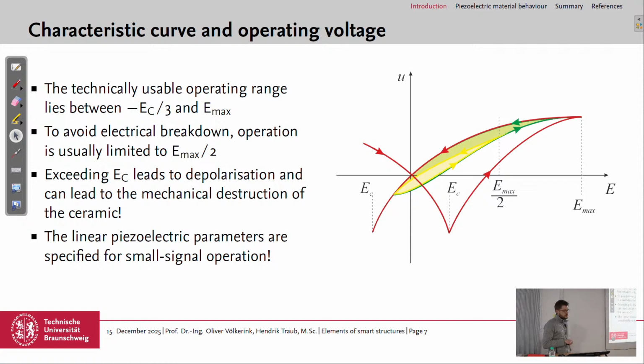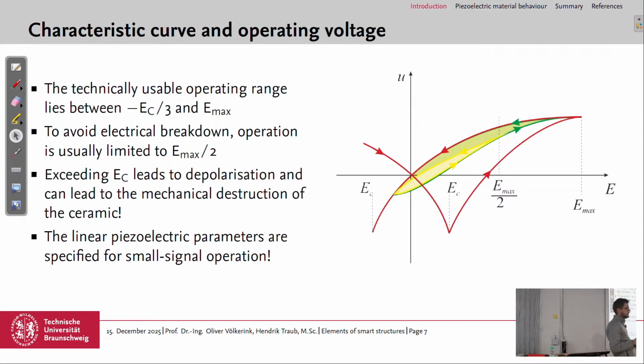We don't use the whole range when we technically use these piezoceramic materials. We are using it typically between 1/3 of minus EC, so coercive field strength, and up to half or 50% of Emax. So these yellow arrows and yellow lines indicate the usable range and also the hysteresis behavior with the area enclosed by these curves. Yes?